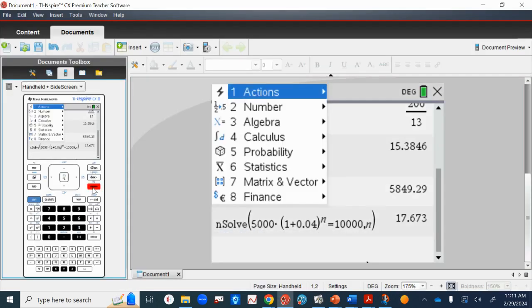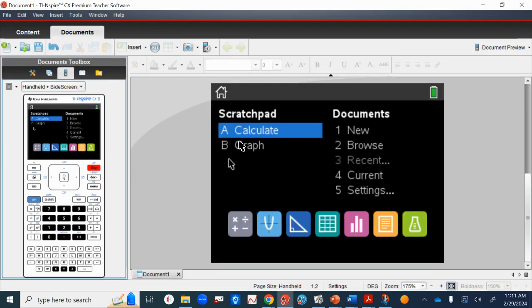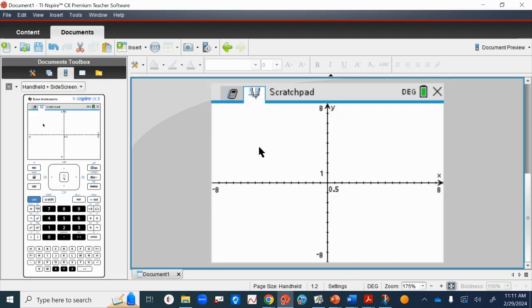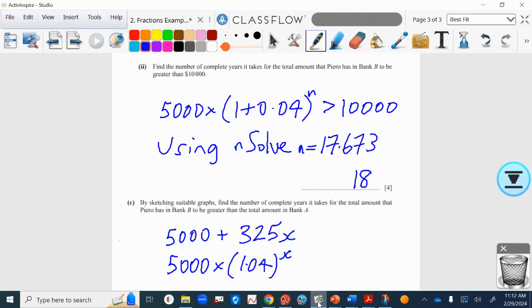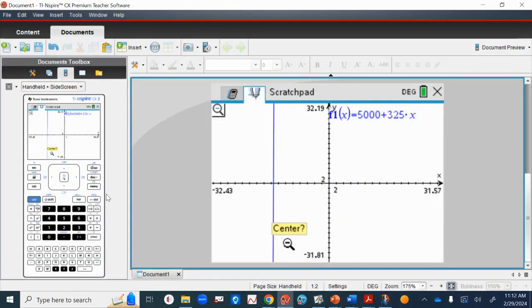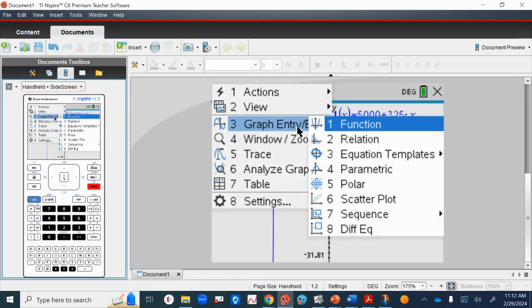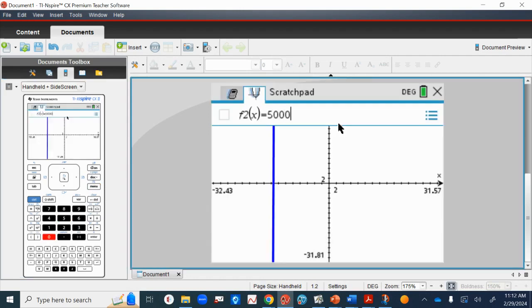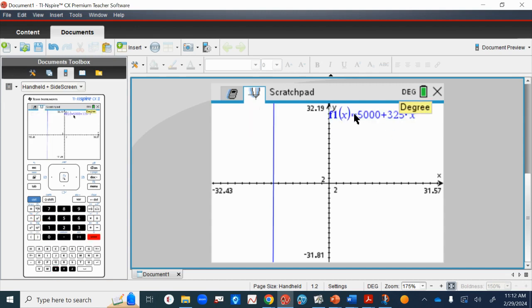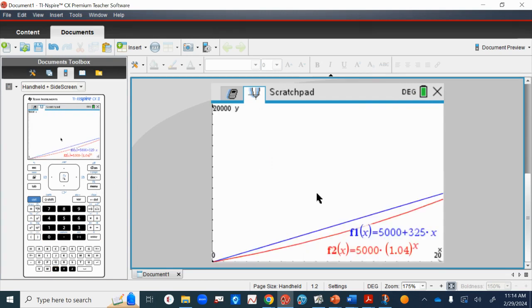So let's do that. The first one then, let's go into menu and graphs. So the first function was the simple interest one. So it's 5,000 plus 325 times x. So it'll be a straight line graph, which we definitely can't see yet. And then the second was 5,000 times 1.04 to the power of x. So let's put that one in. And they're going to meet somewhere over here.